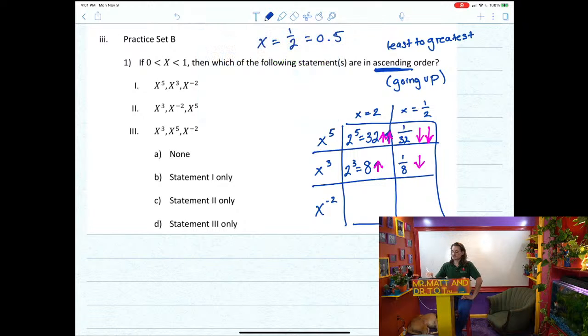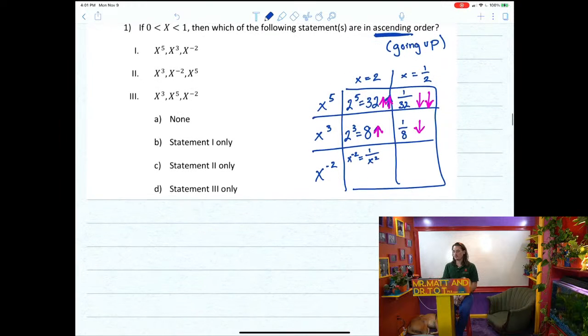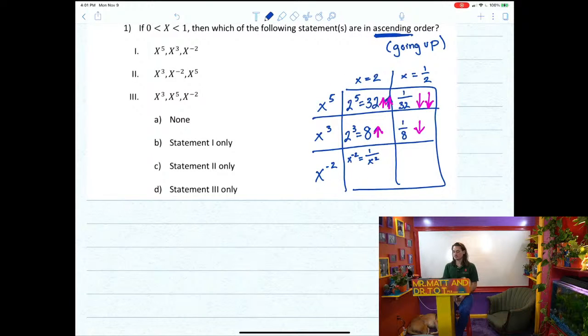Normally, with x to the negative 2, notice x to the negative 2 power is the same thing as 1 over x to the positive 2 power. Remember our conversion. So we just put 1 over the positive version of the exponent. So 1 over x squared would be 1 over 4. Notice that that is a decrease.